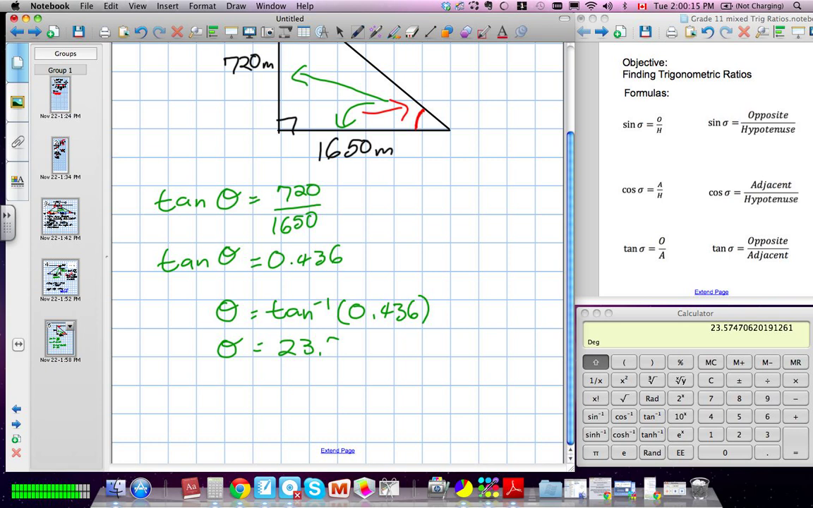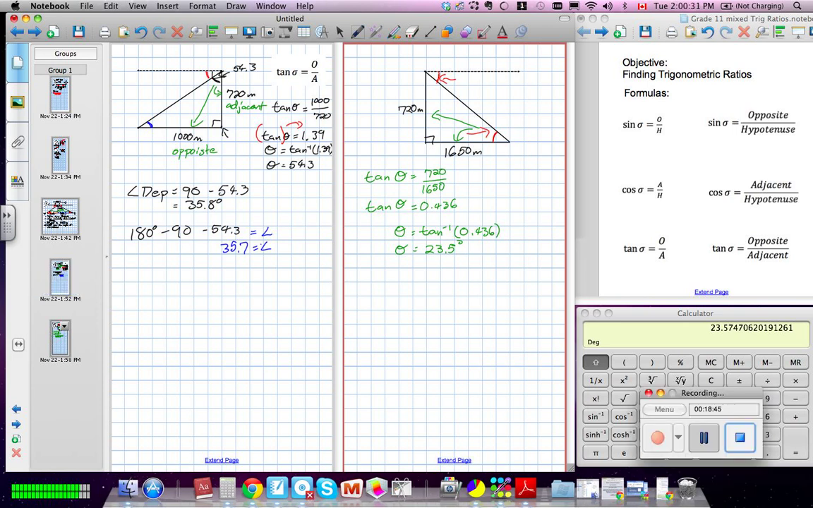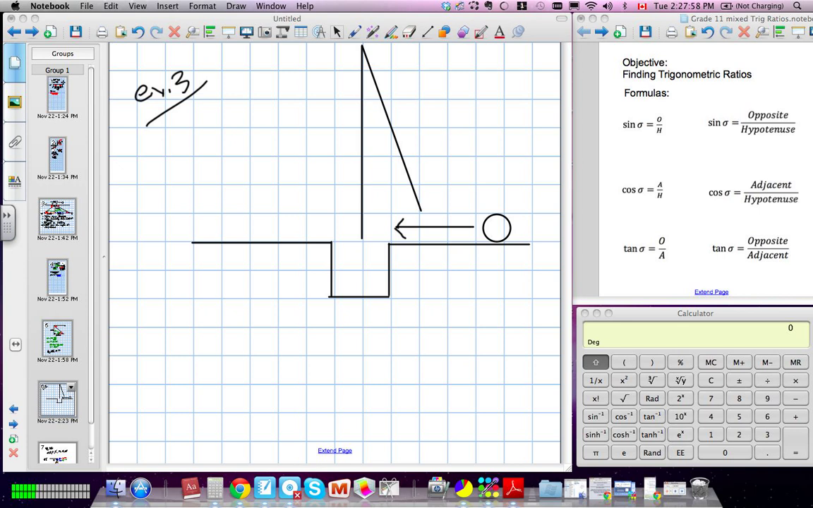So you would push shift usually on your calculator. So our two angles of depression are 35.7 degrees and 23.5 degrees.